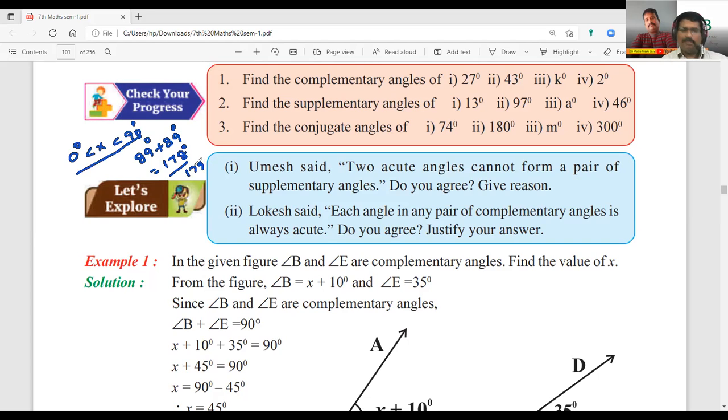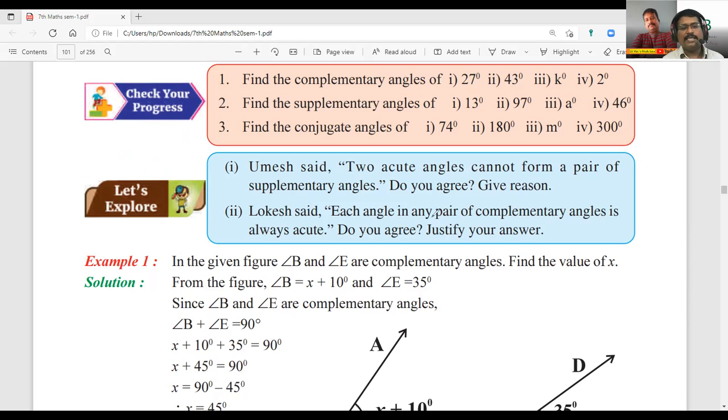But they cannot make 180 degrees. So that's why I can say Umesh is correct. Yes, I agree that two acute angles cannot form a pair of supplementary angles. Why? Because an acute angle means it is less than 90.